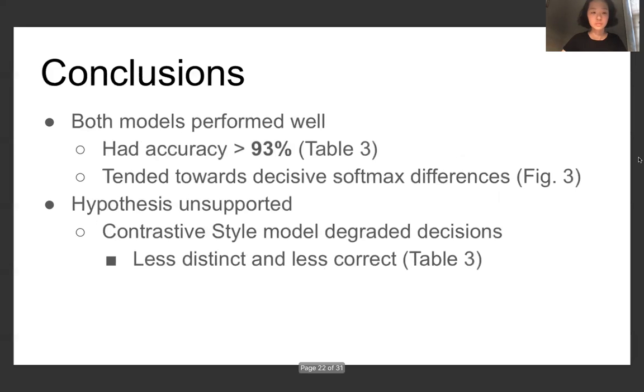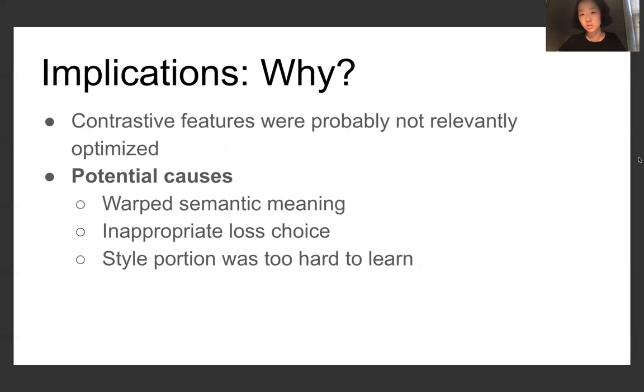In terms of my conclusions, both models performed quite well. They were both quite decisive as well as quite accurate, but the contrastive style model did not support the hypothesis because it was less decisive and less accurate than the baseline model. And this brings me to the most interesting question, as well as what I believe is the main implication of my project, which is why, as I try to answer some questions on how best to optimize these models.